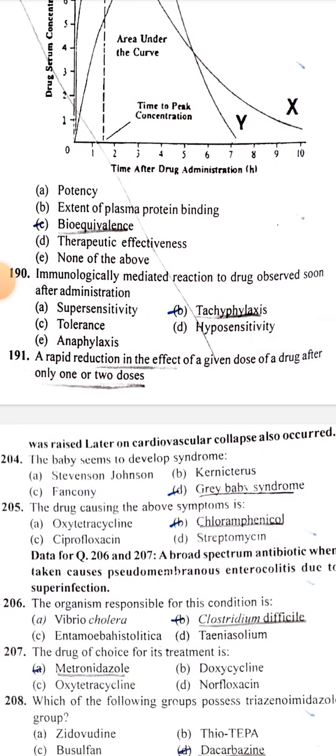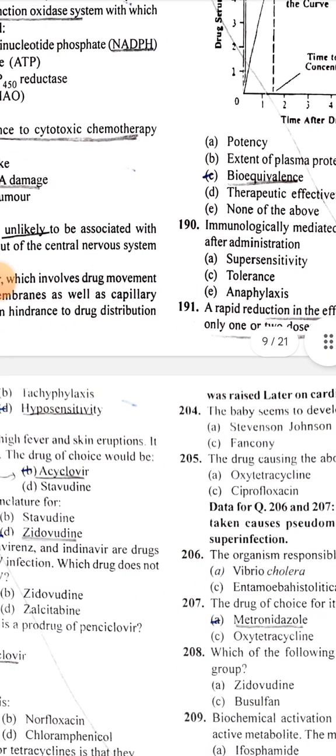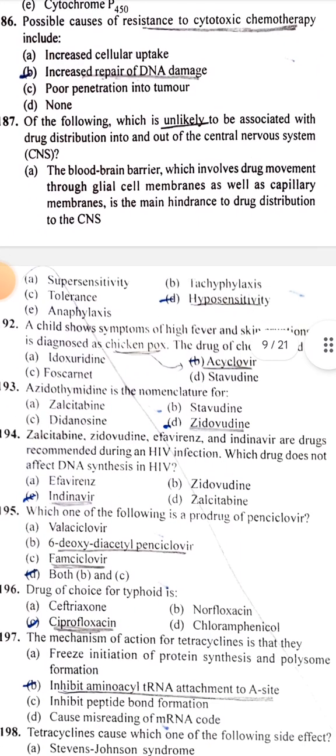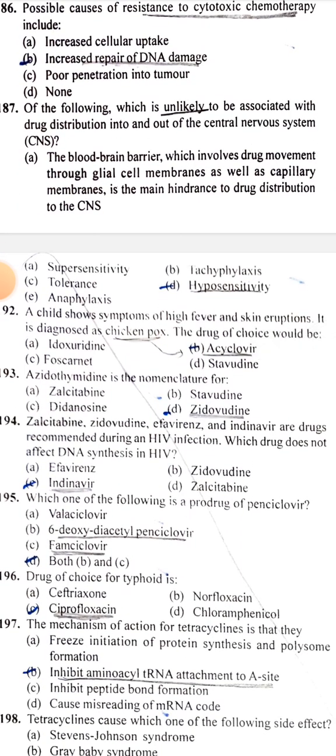Immunologically mediated reaction to drug observed soon after administration is tachyphylaxis. A rapid reduction in the effect of a given dose of drug after only 1 or 2 doses is hyposensitivity. A child shows symptoms of high fever and skin eruptions. It is diagnosed as chickenpox. The drug of choice would be acyclovir.